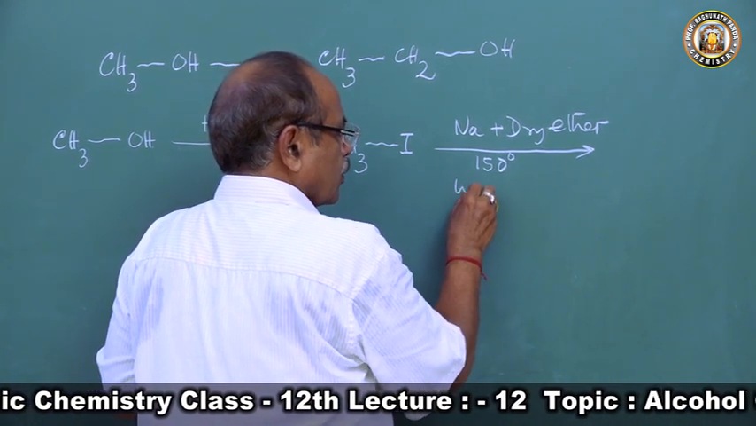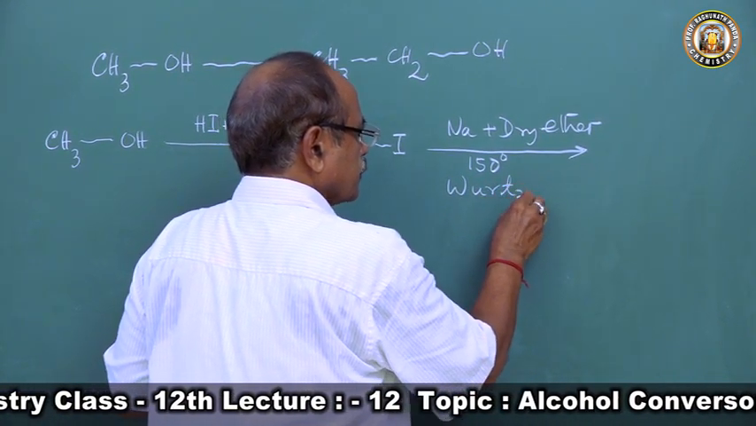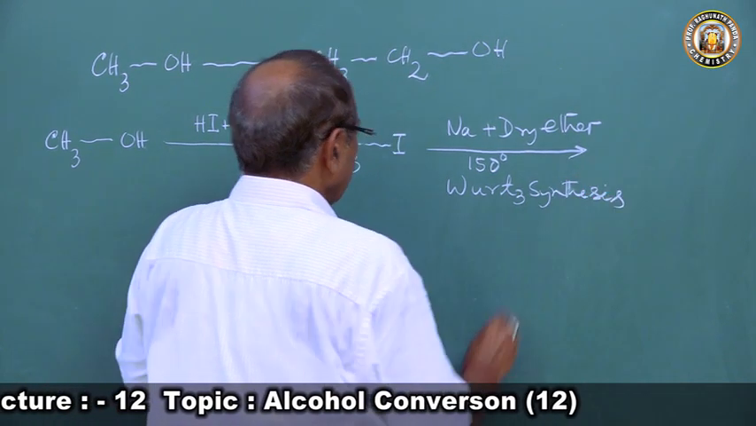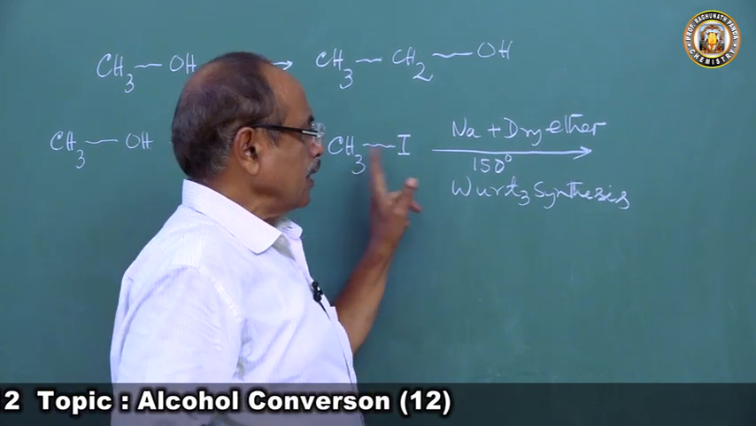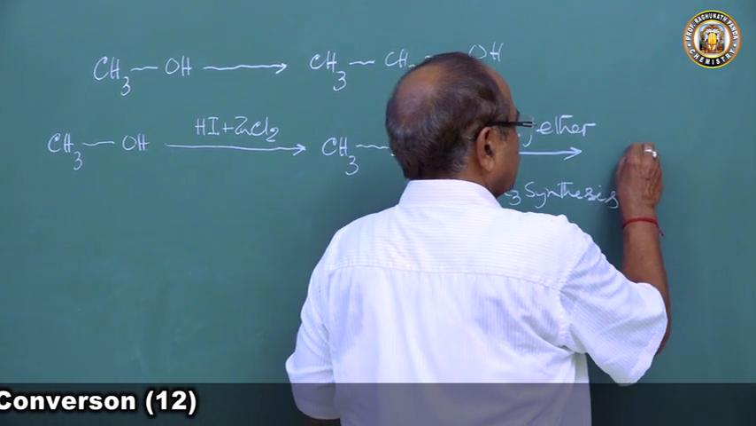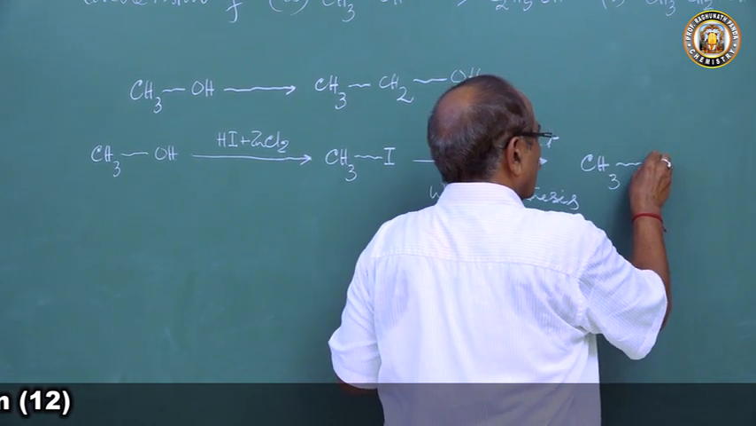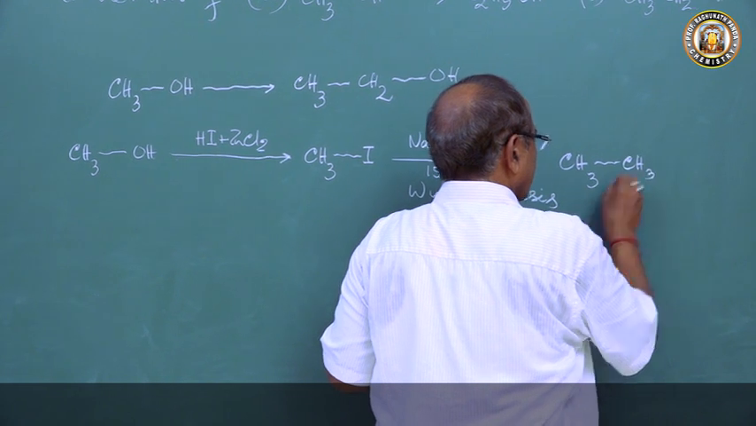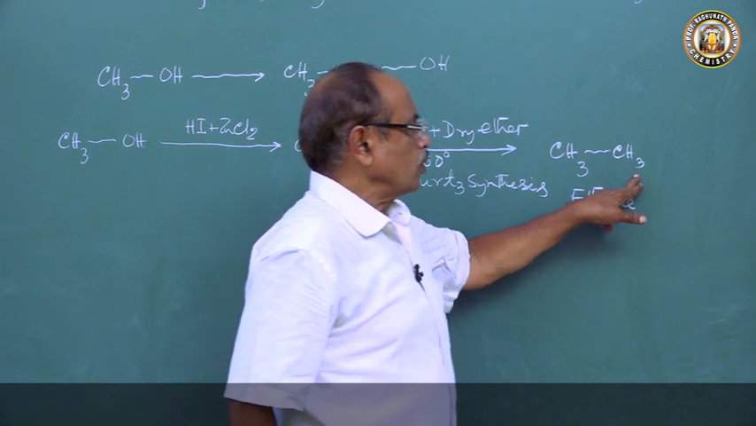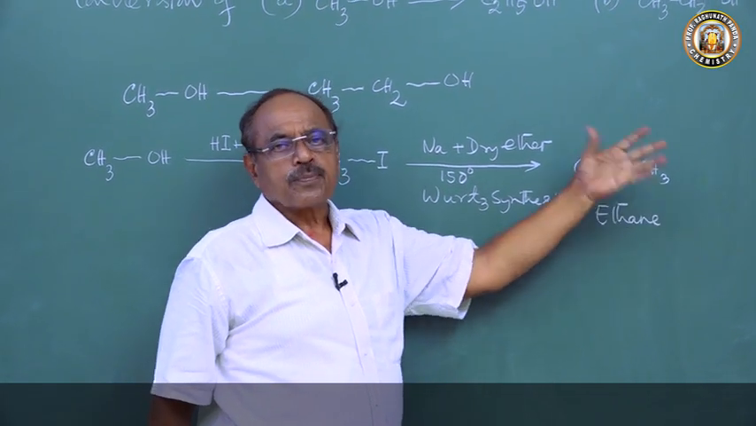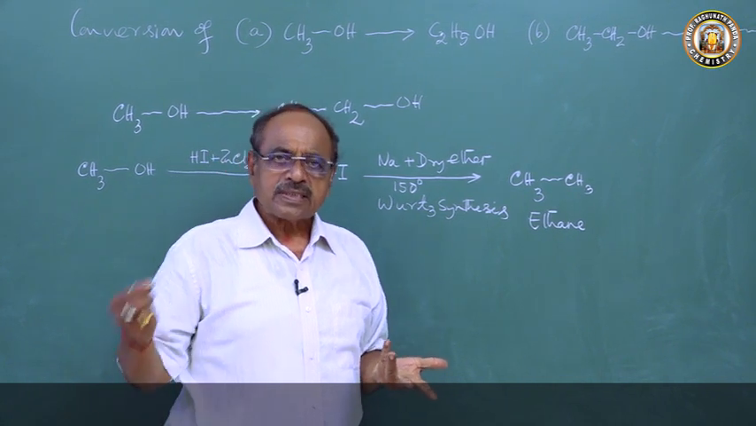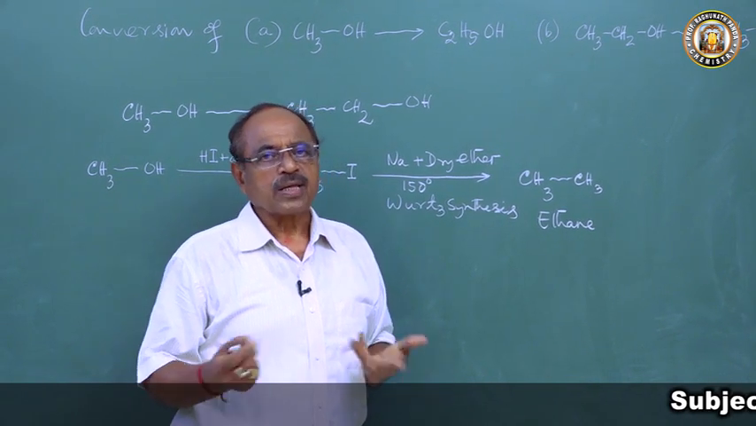It will undergo Wurtz synthesis. CH3I plus CH3I, with sodium, 2NaI goes away and you get ethane. So now we have an alkane with 2 carbon atoms, ethane. Now from ethane, what's our job? We have to remove a hydrogen atom and put OH. We cannot remove a hydrogen atom and put OH directly. So always the OH is given through a halogen.